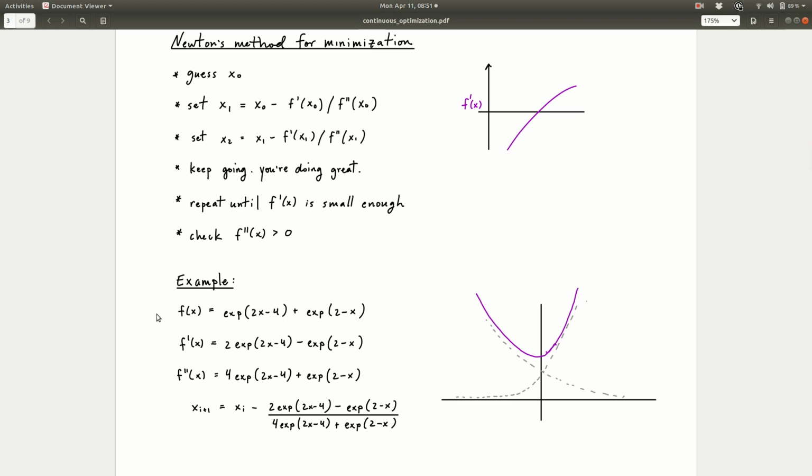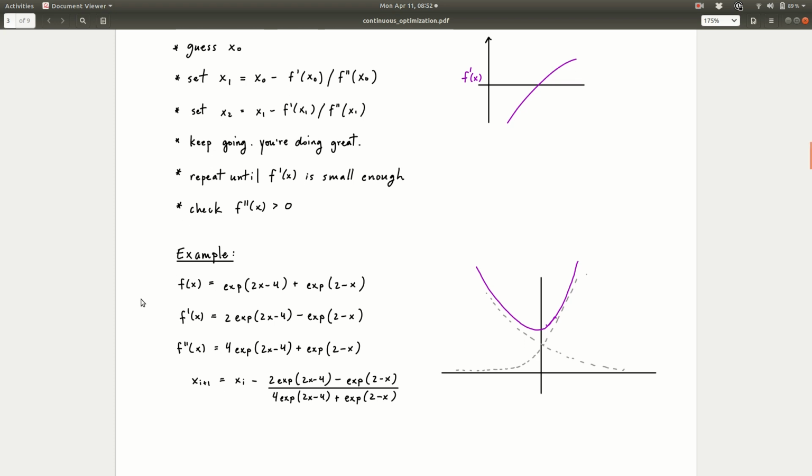Here's kind of a weird function. f of x is e to the 2x minus 4 plus e to the 2 minus x. And I'll show you the actual plot, but it's going to look something like this. And actually, the root is going to be a little bit to the right of 0. What I plotted in gray, this is roughly e to the 2x minus 4, and this is e to the 2 minus x. So the sum of those is the magenta line.